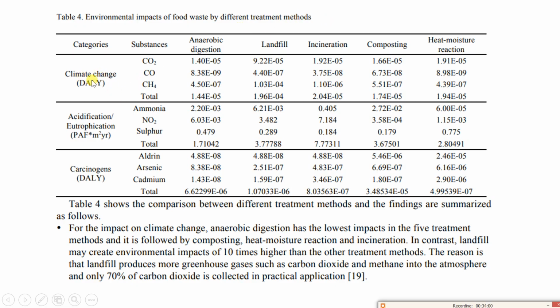For example, climate change, acidification, carcinogens, you can see the data. For example, what about the carbon dioxide emitted once we do anaerobic digestion? You can see the landfill has the highest. Yeah, landfill almost always has the highest. Look at the carbon monoxide, methane gas, and the total. So the total is always highest from, probably, this heat moisture reaction.